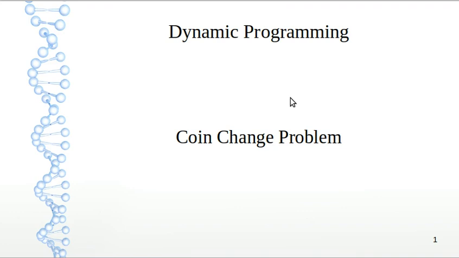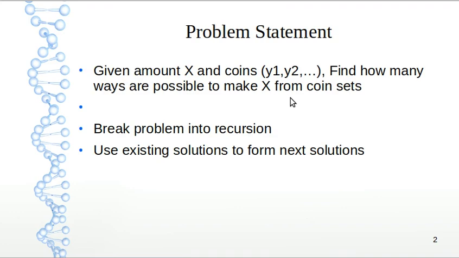Hello viewers, I'm back with a dynamic programming problem, coin change, and in this problem I'll try to highlight one of the ways you can go wrong while trying to execute dynamic programming. Dynamic programming, as you may know, is a class of problems where you can break the problem into a recursion and use existing solutions to form the next step of solutions.